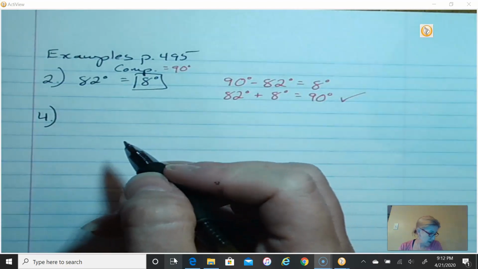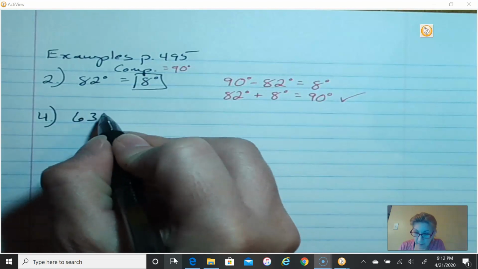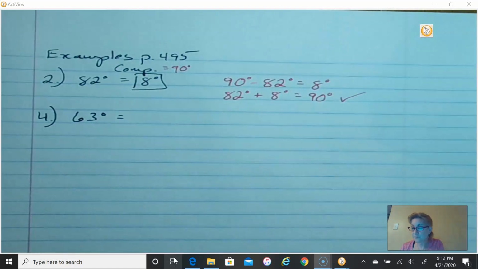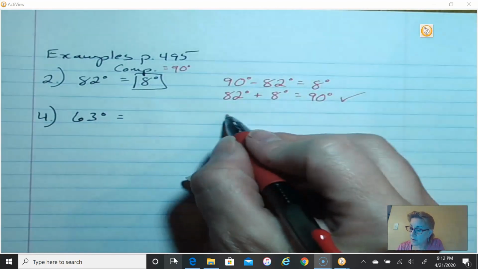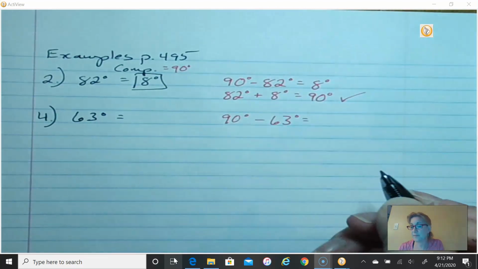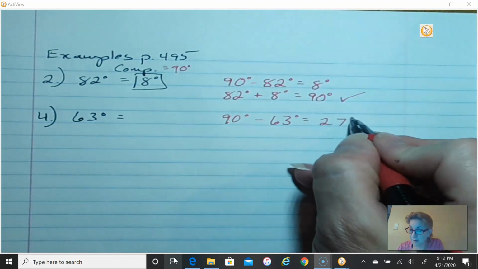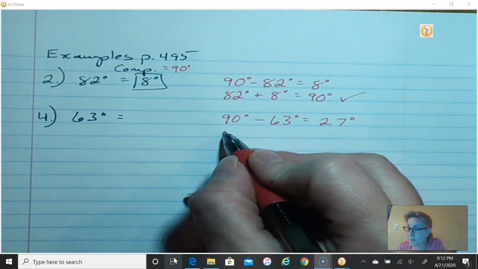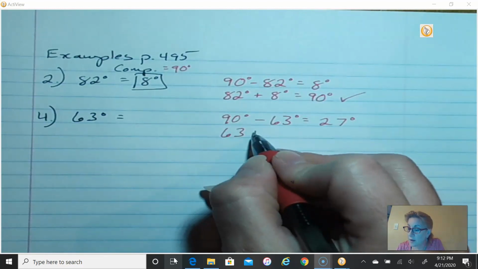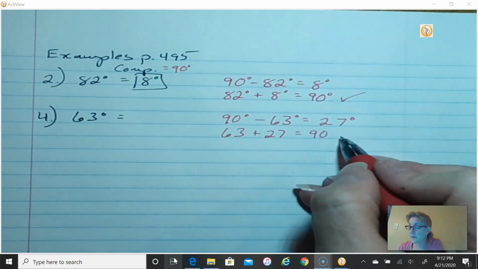Number 4, same thing. They give us 63. So we're going to do 90 degrees minus 63 degrees. You get 27 degrees. We can check that by saying 63 plus 27 equals 90. Check.